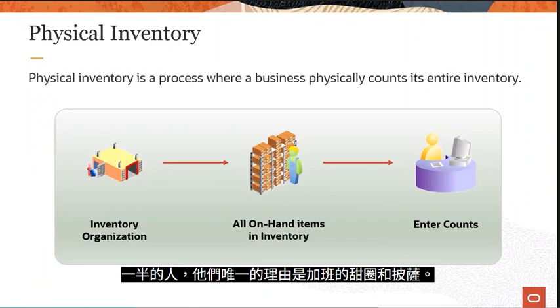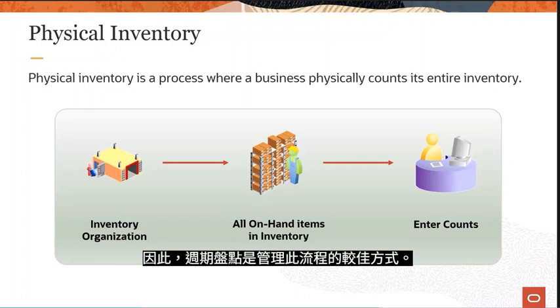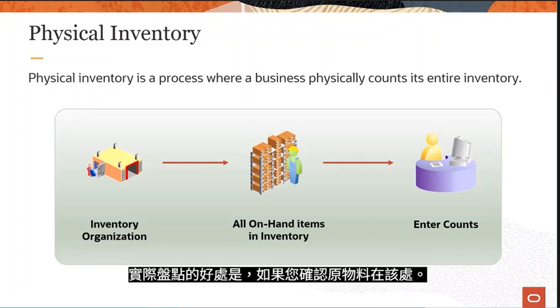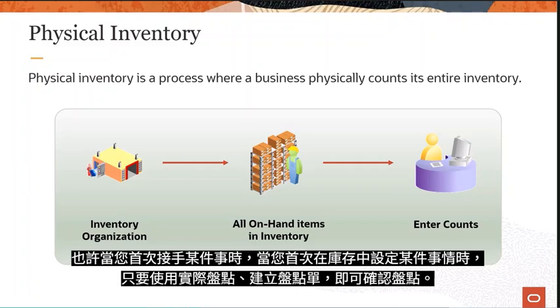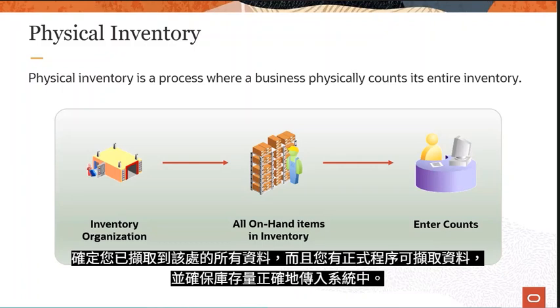Enough of me opining. Where physical inventory is really good is if you're confirming that material is there. Maybe when you first take something over, when you first set something up in a sub-inventory, you want to just confirm the counts by creating the tags, making sure that you have captured everything that is there. Then you have an official process to capture that and make sure that the on-hand is into the system accurately. Approvals and discounts, if something's off, you can send somebody back out to double check it.